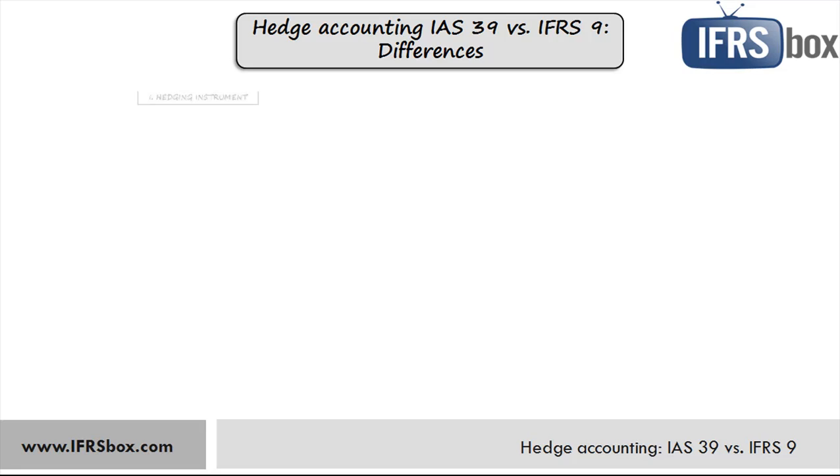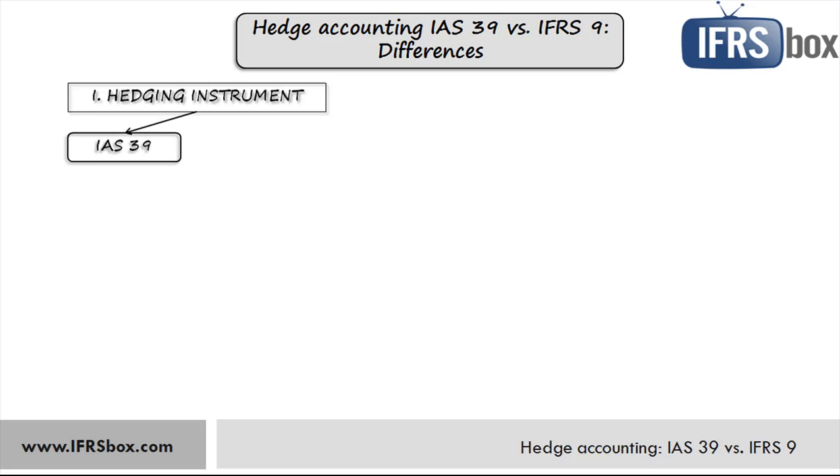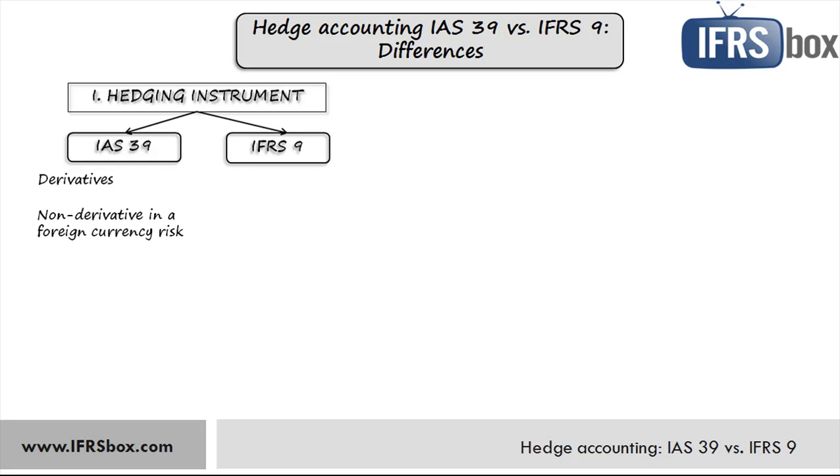First of all, IFRS 9 widens the choices of hedging instruments. Under IAS 39, companies either use some derivative as a hedging instrument, or alternatively, they could also take a non-derivative financial asset or liability in a hedge of foreign currency risk, and that's not much. IFRS 9 allows you to use a broader range of hedging instruments, including derivatives or any non-derivative financial asset or liability measured at fair value through profit or loss.